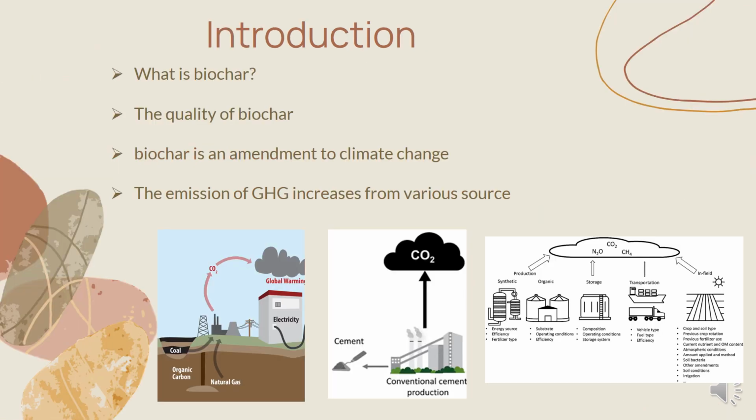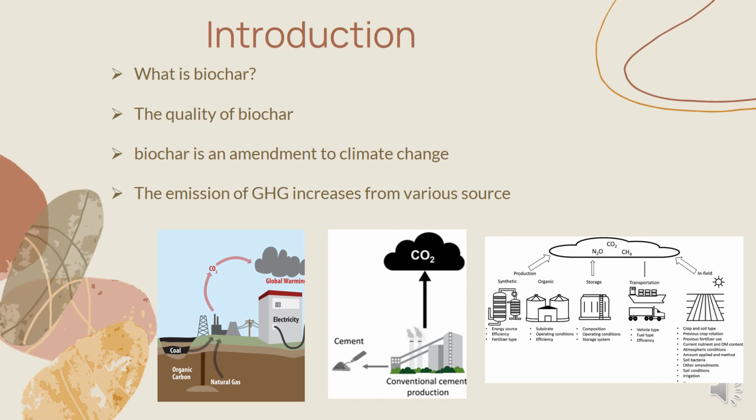What is biochar? Biochar is charcoal produced under a pyrolysis process in the absence or limitation of oxygen, which produces a carbon-rich material that is used for soil amendment. There are some factors that change the quality of biochar, such as the source of material, the conditions of the pyrolysis process, and the interaction of biochar with the soil. From that, we understand that biochar is used as a soil amendment.